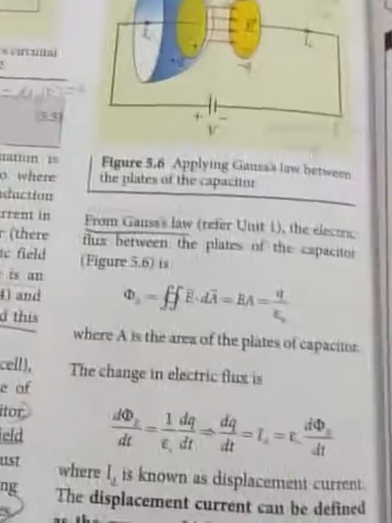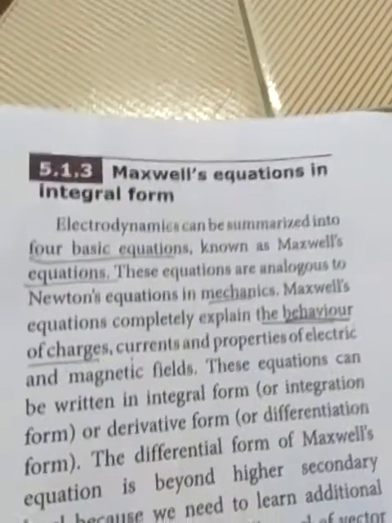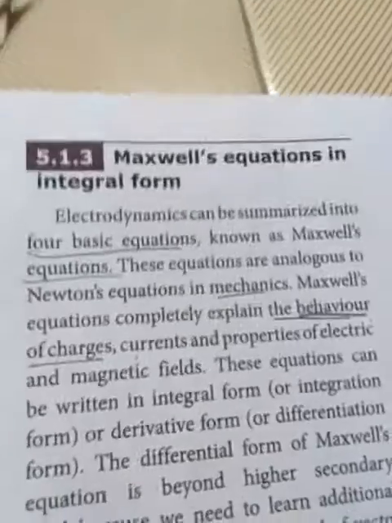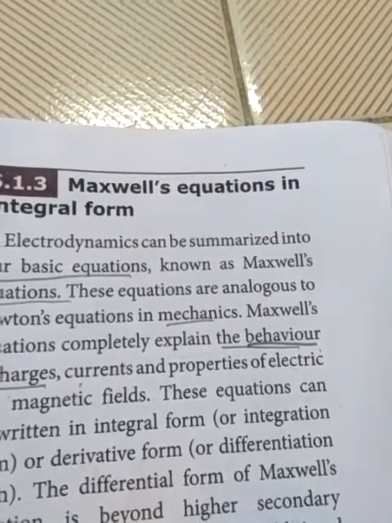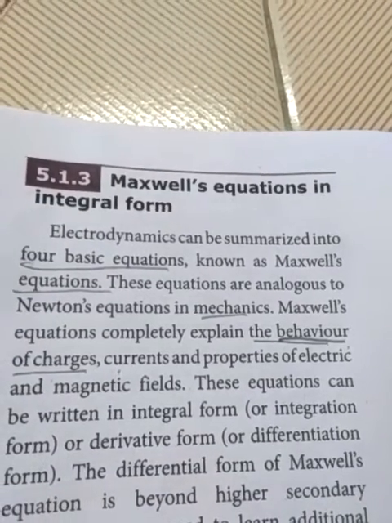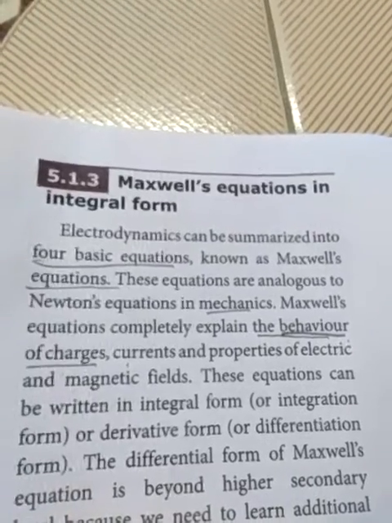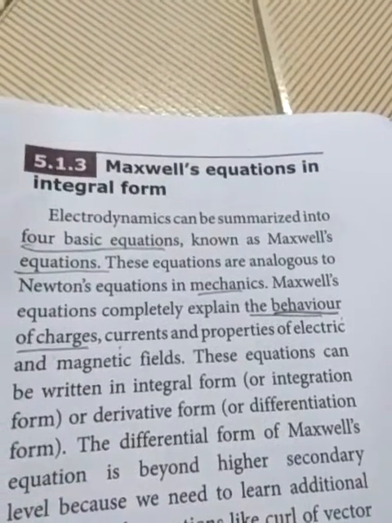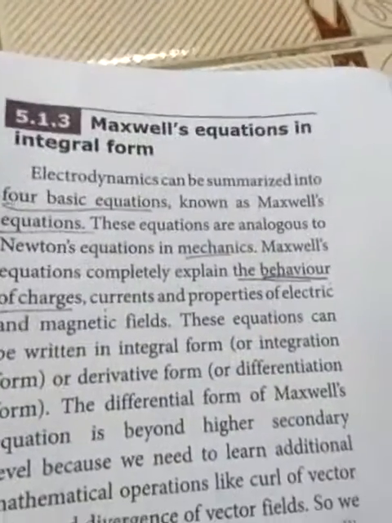Next, you see the Maxwell equations. There are 4 types. Electrodynamics can be summarized into 4 basic equations. The Maxwell equations have 2 forms: one is the integral form, another is the derived form. Now we are going to discuss the integral form.